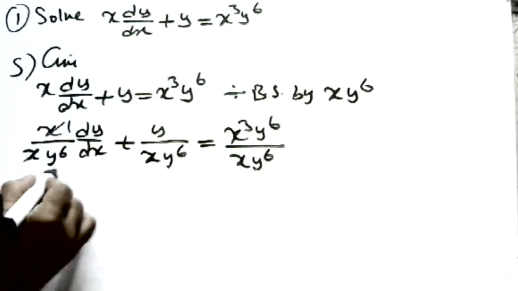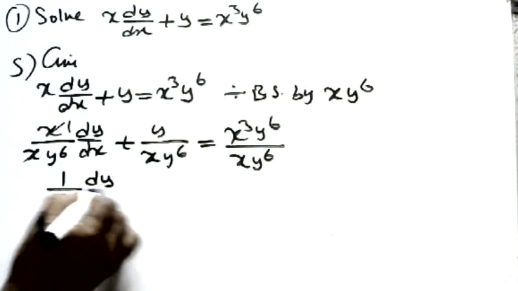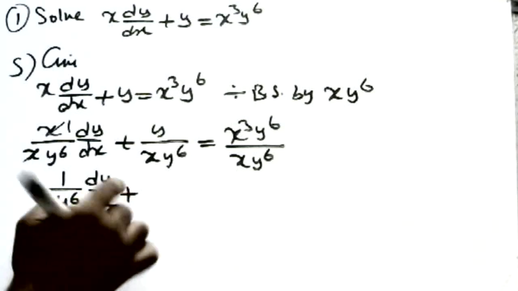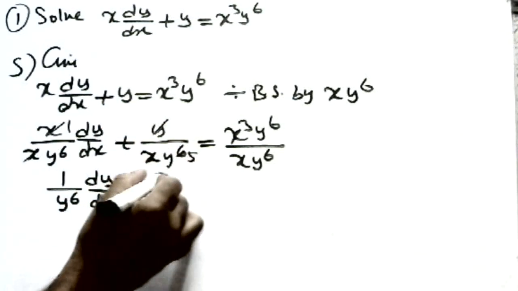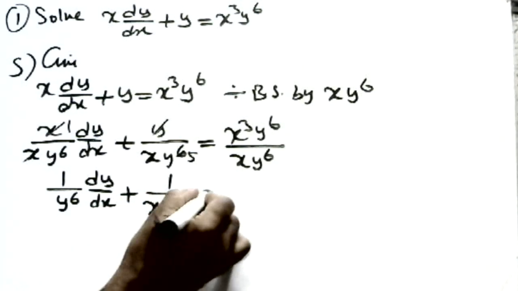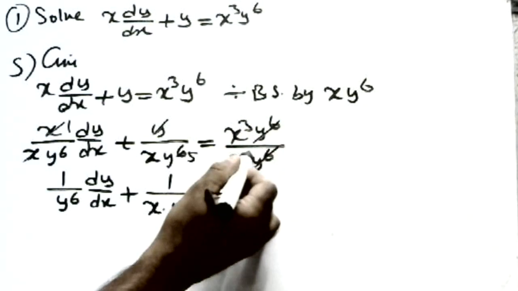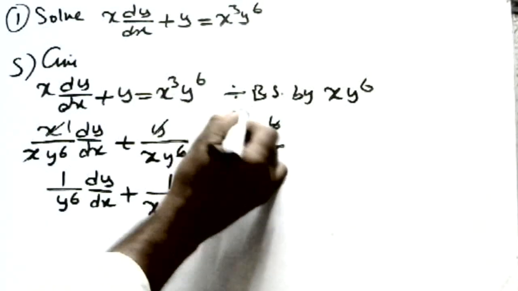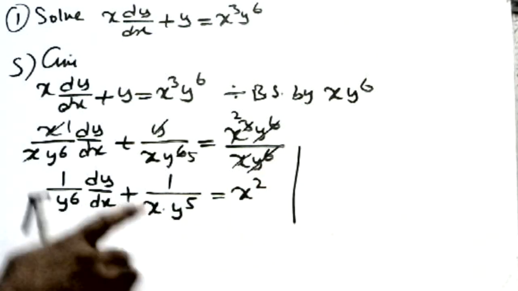Now you see here this x will get cancelled. 1 divided by y power 6 dy by dx. Now see what is left here. If we cancel this one, it will become y power 5. 1 by x into y power 5 equals, see, y power 6 will get cancelled, and x cancels to give x square. x square is left here. This is the next step.